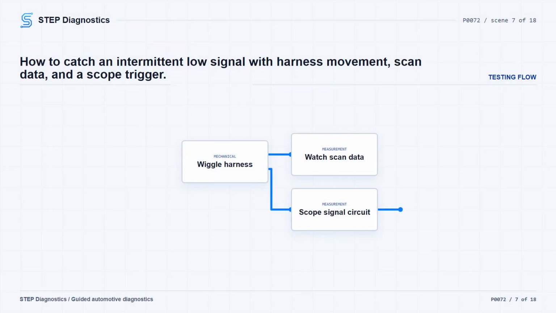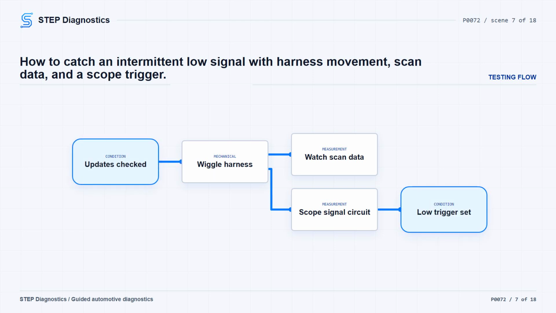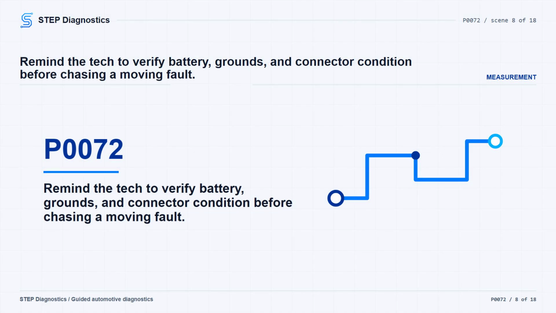For an intermittent P0072, check again for flash updates and service bulletins related to the failure mode. Then work the harnesses that carry the ambient temperature circuits while watching scan data or code status. If a scope is available, back probe the temperature sensor signal circuit with the scope and wiggle test the harness. If you cannot watch the signal cleanly while moving the harness, use a trigger. For a high side event, the trigger is above 4.9 volts, and for this low side fault, the trigger is below 0.1 volts. Do not skip the basics here.